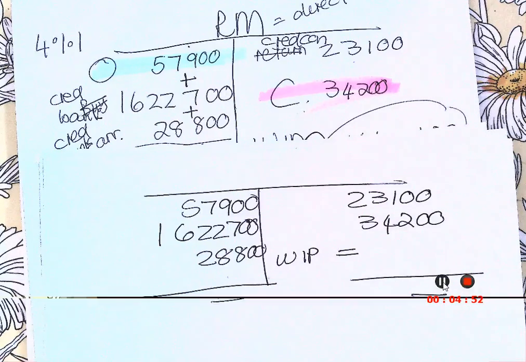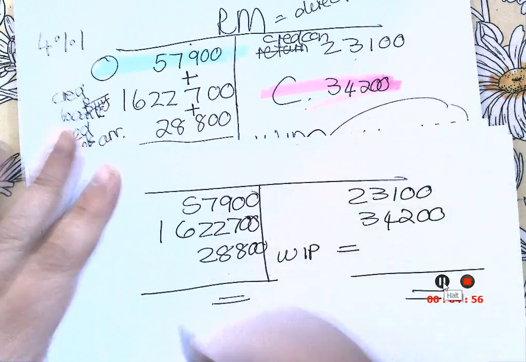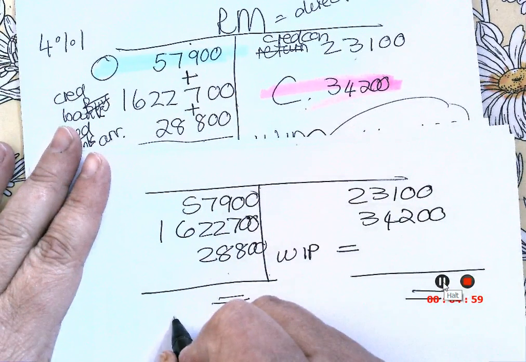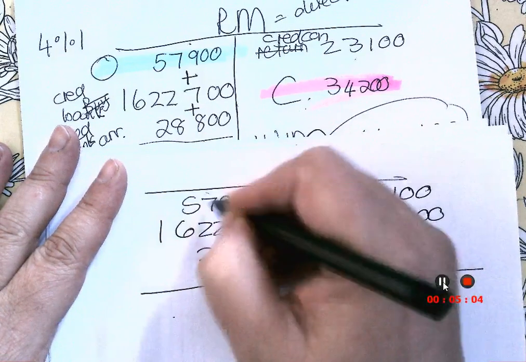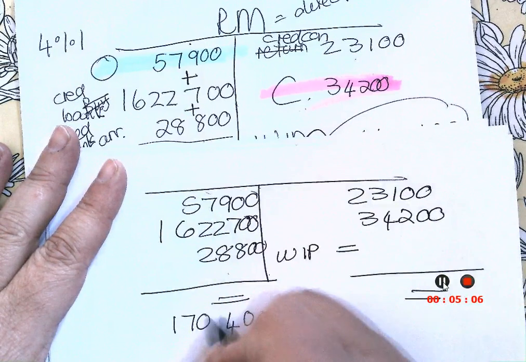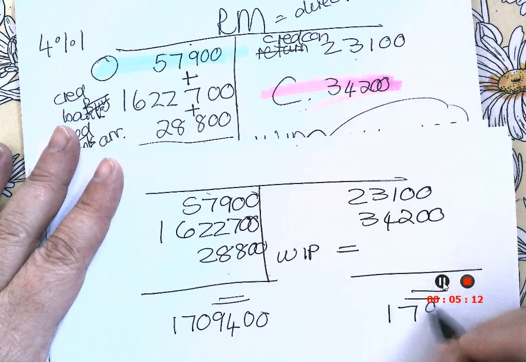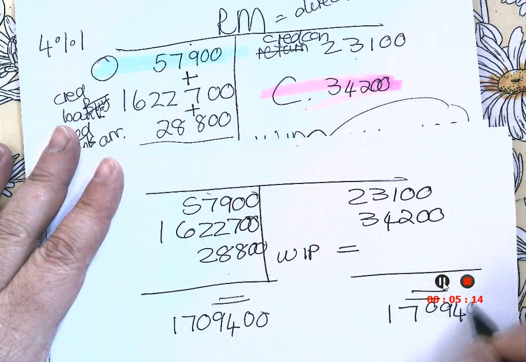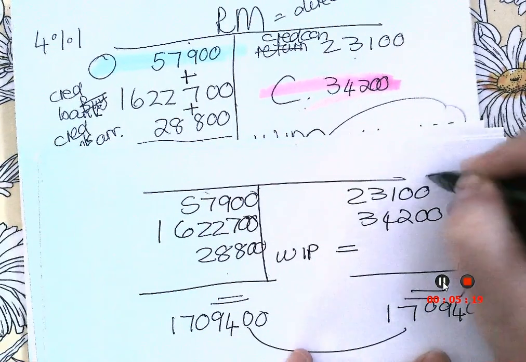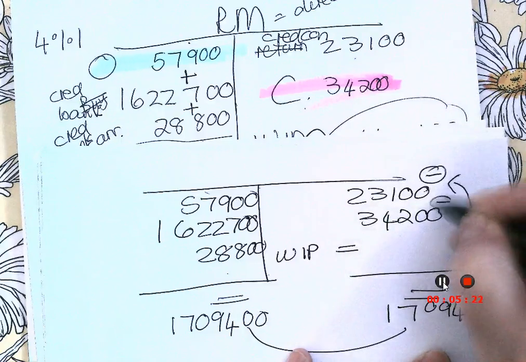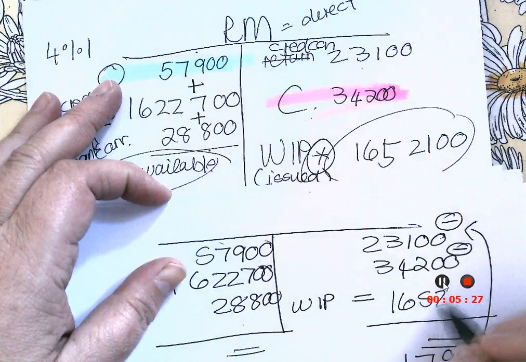Okay, let me say to you, this is a normal T account. So I add this, I get the total. What is the total? It's 1709, like that. So I know this side is also 1709, 400, because they should balance. Now I go and I say minus 23 minus 34 gives me 165 100.